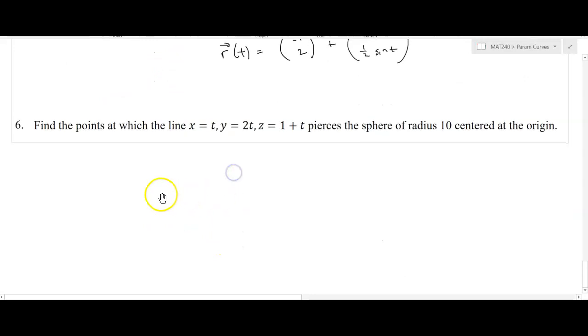And one other cool problem that I like: find the points at which the line x equals t, y equals 2t, z equals 1 plus t pierces the sphere of radius 10, centered at the origin.